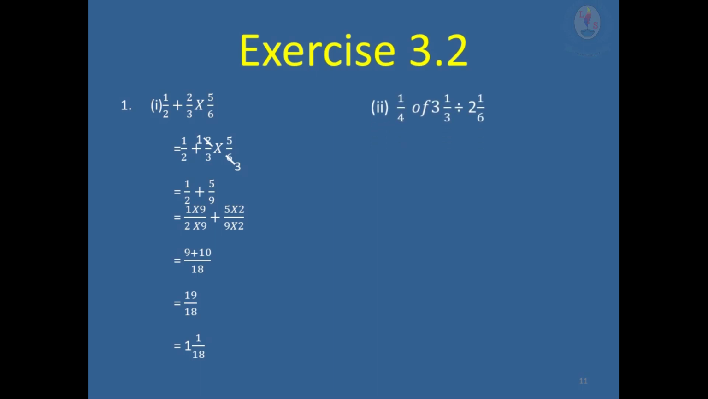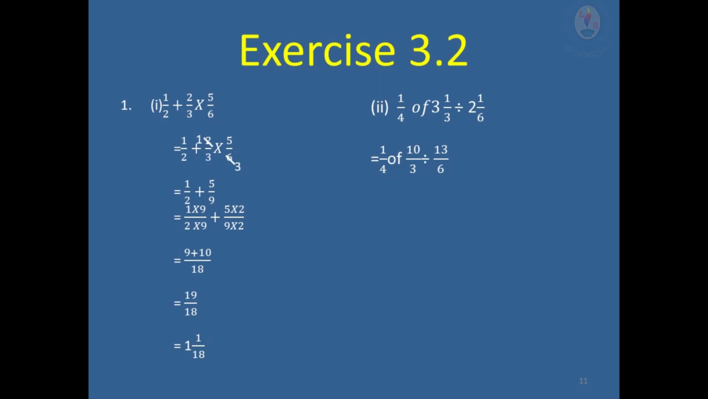We'll see part 2. 1 1/4 ÷ 3 1/3 ÷ 2 1/6. You can see there are mixed numbers in this sum. First we need to convert these mixed numbers to improper fractions. 4 times 3, 12, 12 plus 1, 13, 13 over 4... 3 times 3, 9, 9 plus 1, 10, 10 over 3... 6 times 2, 12, 12 plus 1, 13, 13 over 6.